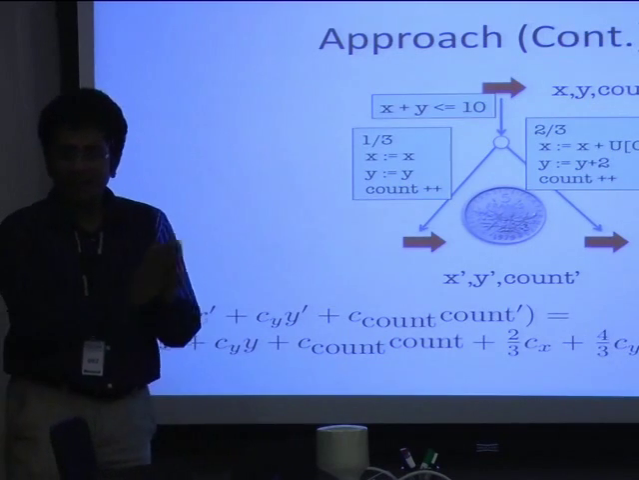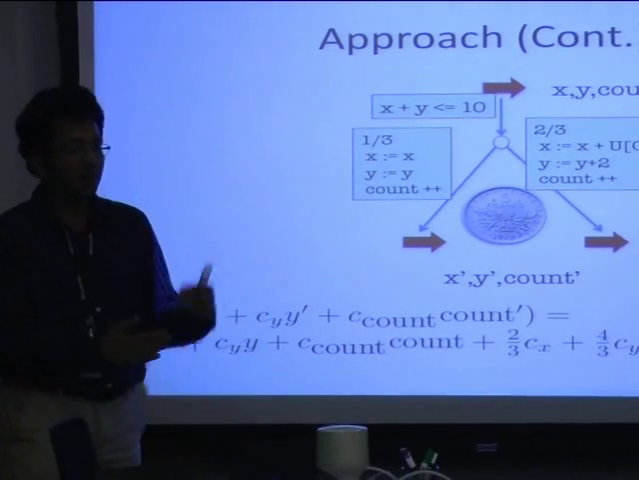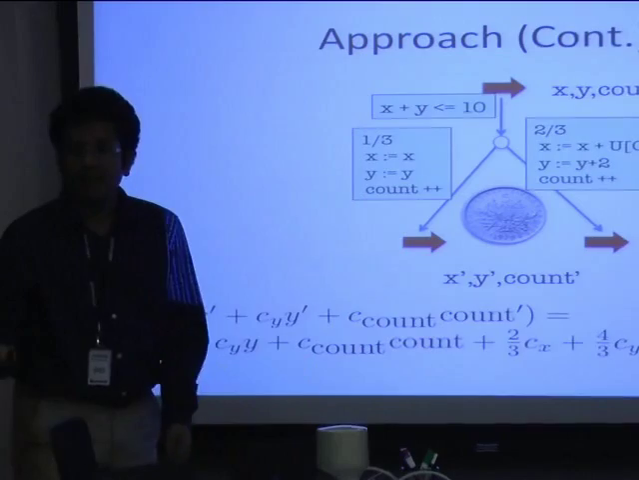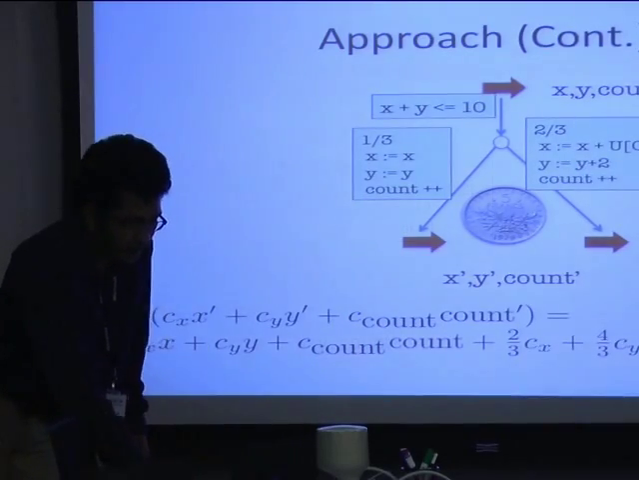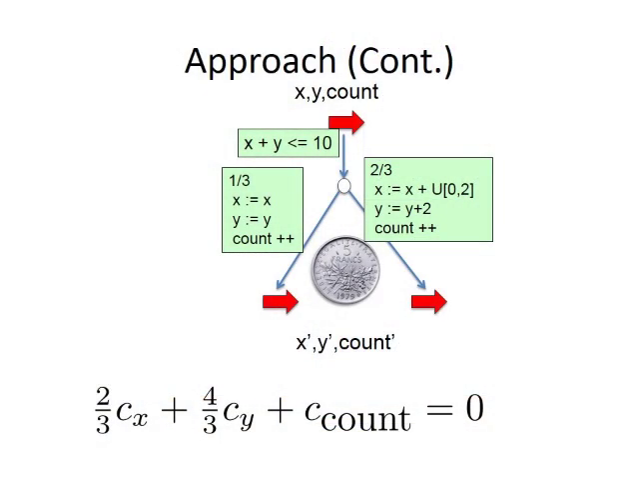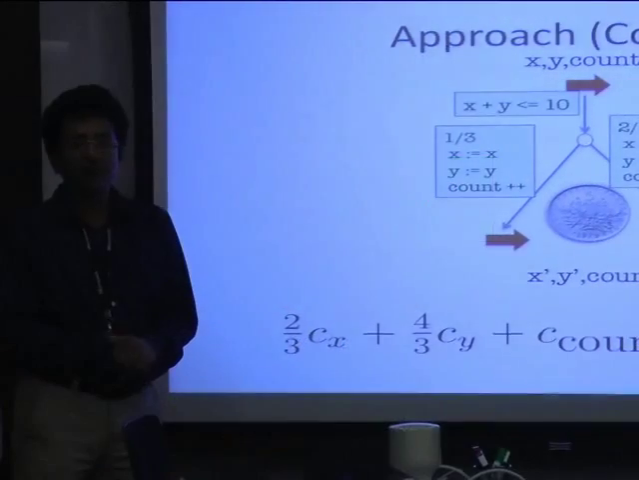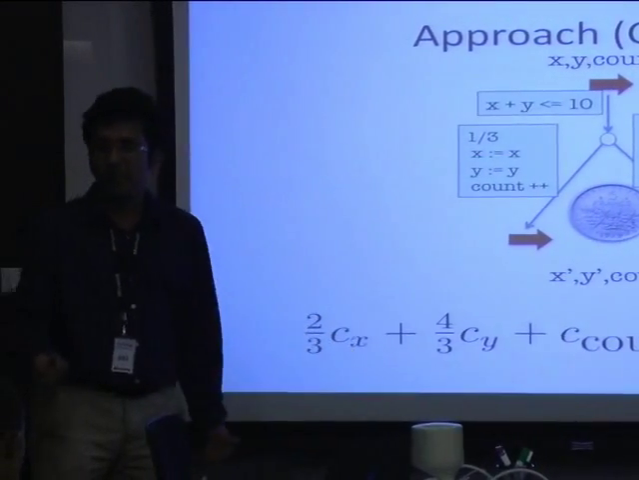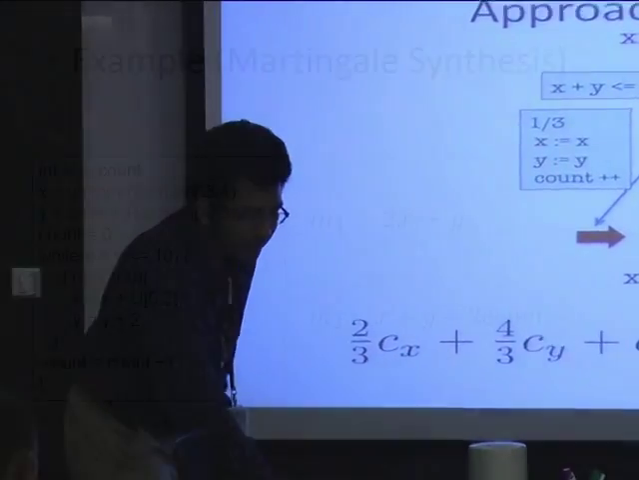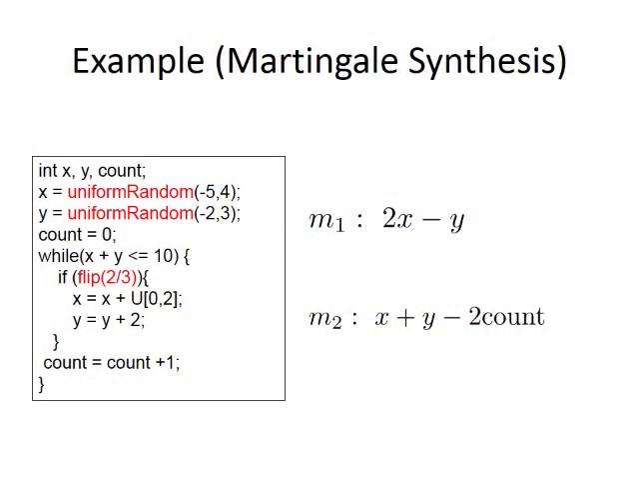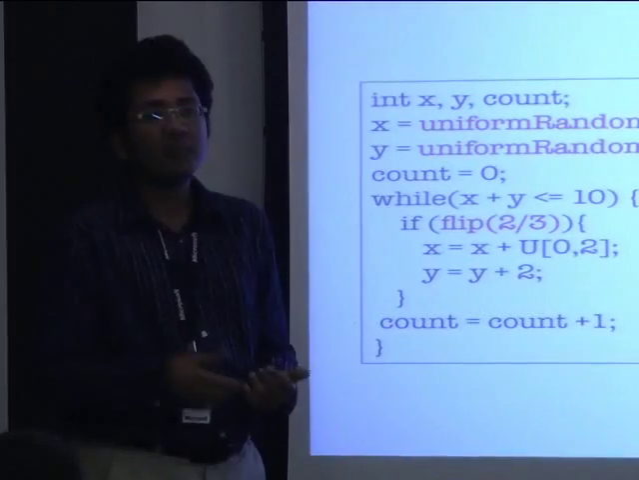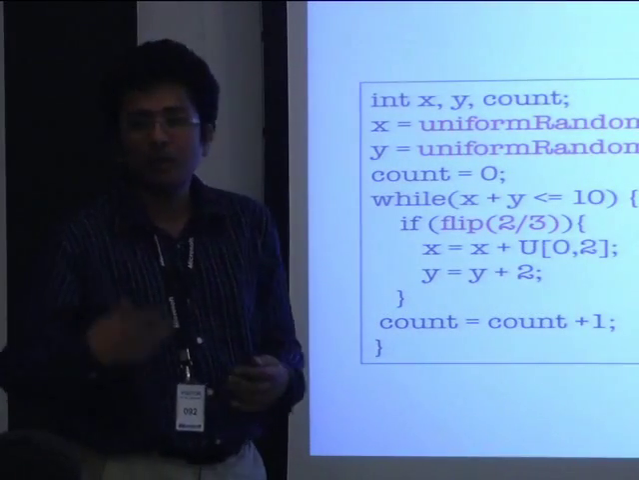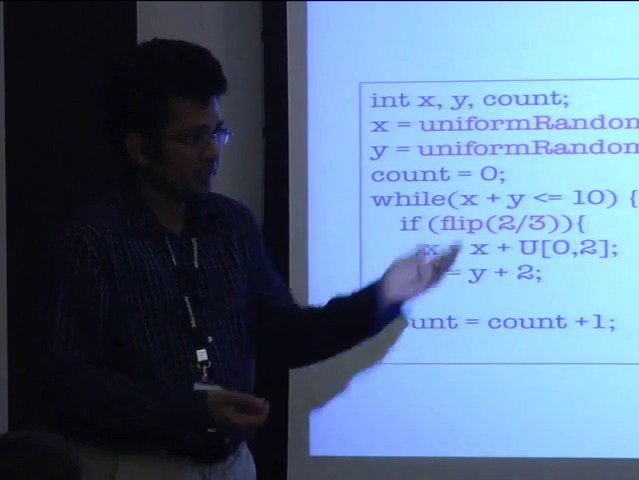We use Farkas lemma, and we have a systematic approach in our paper. This is just an example. I'm just showing you how it works. So you get this constraint, 2/3 C_x plus 4/3 C_y plus C_count is 0. And if you satisfy this, you get a martingale. And so immediately solving it, you get 2 martingales. You get 2x minus y is a martingale, and x plus y minus 2 count. This is a simple example, but we have a more systematic way of doing the same thing.